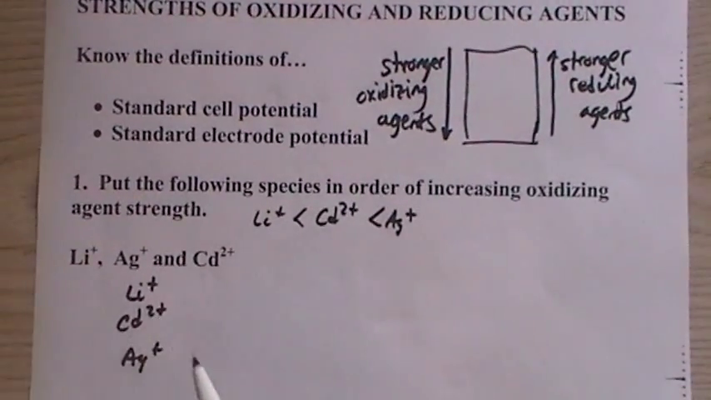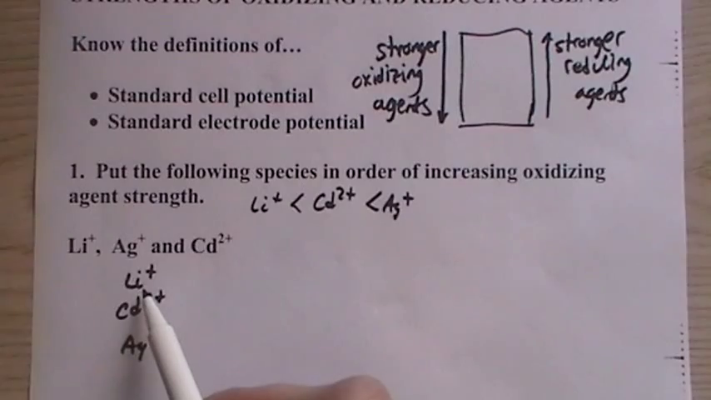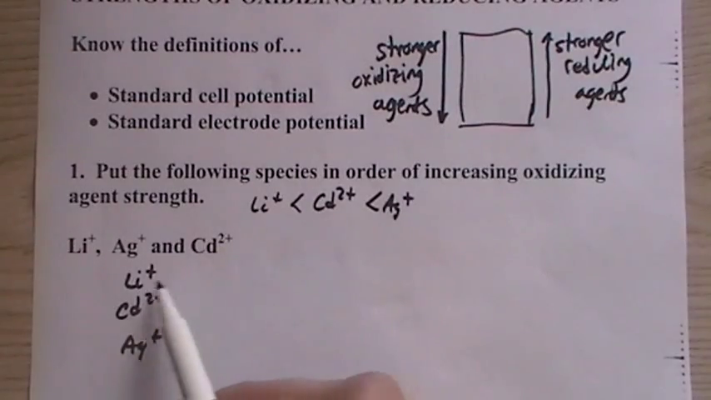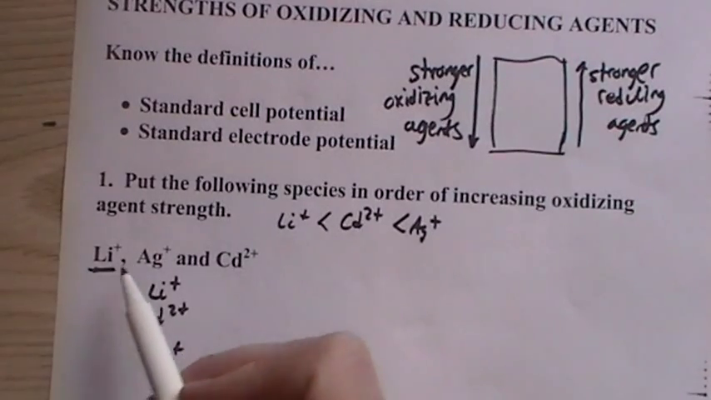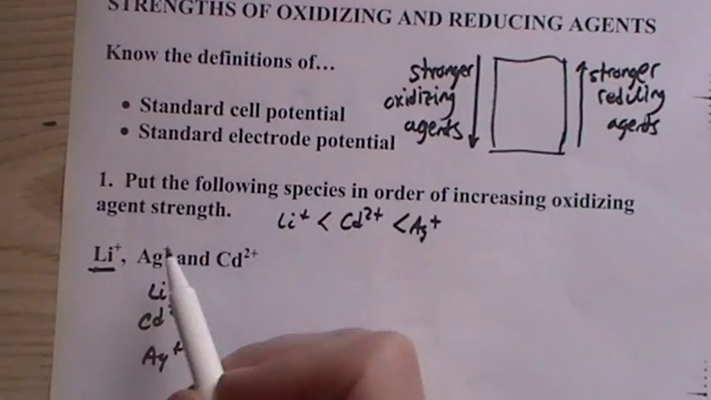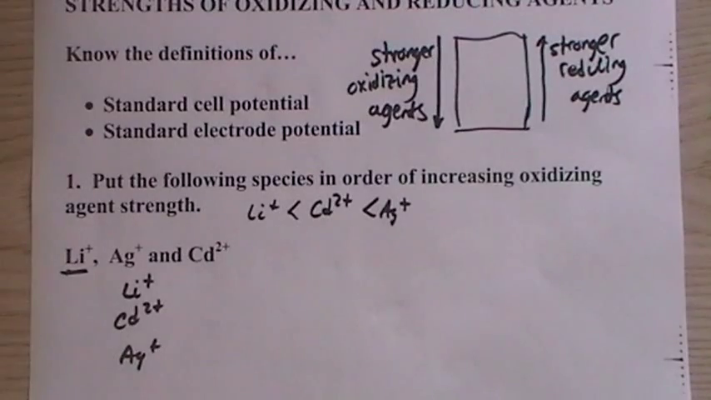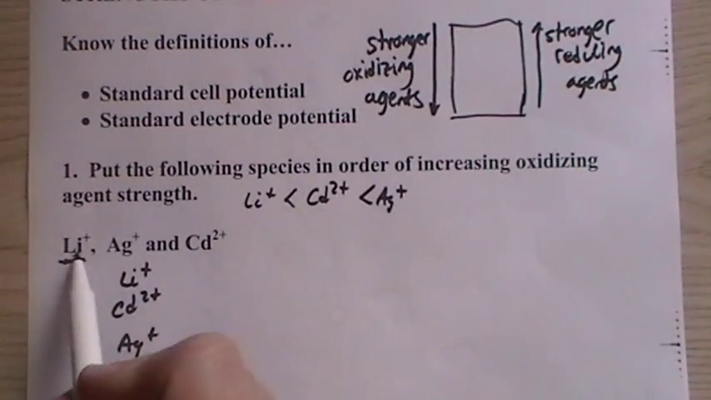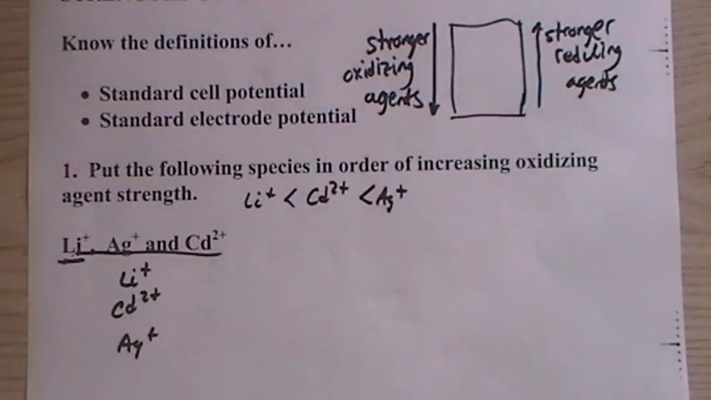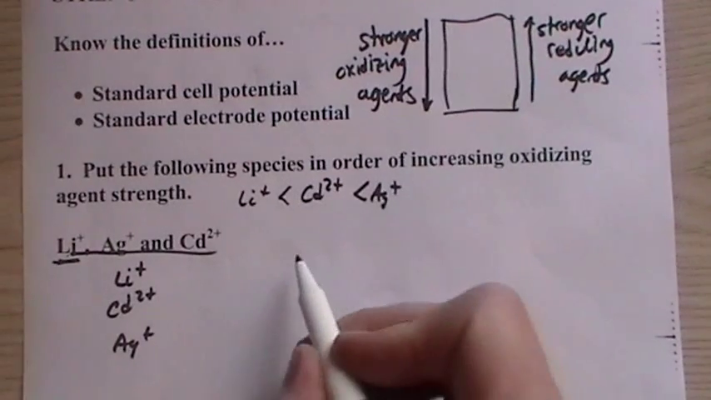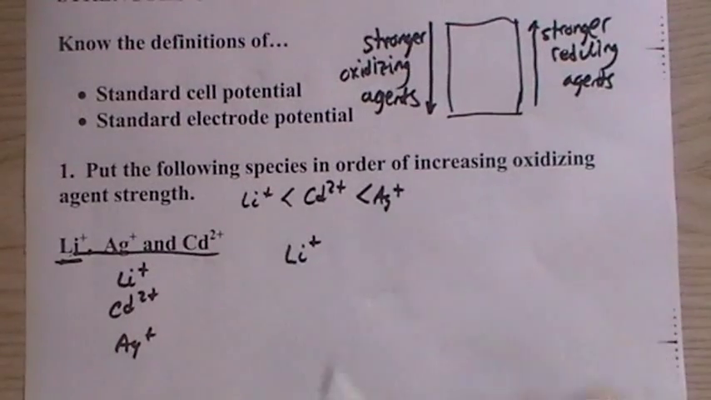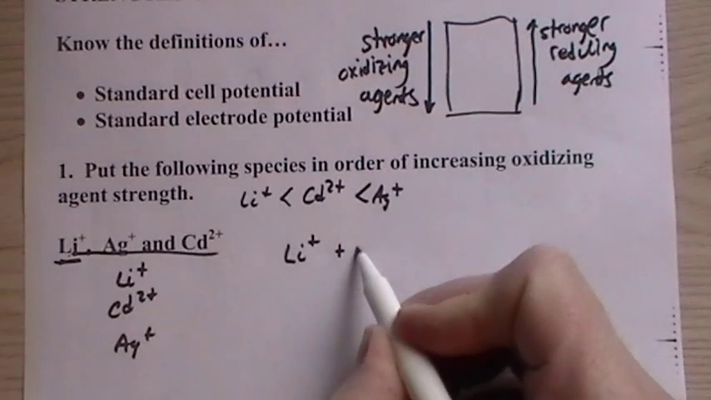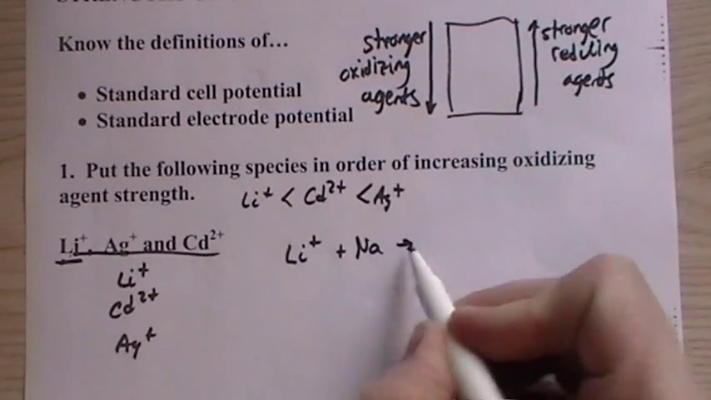First thing is, these have to be oxidizing agents, they have to be able to accept electrons. If I had lithium here, not lithium plus, then that wouldn't be an oxidizing agent at all. But normally you don't mess around with that. You just assume that everything here is an oxidizing agent. So let's look at lithium, and let's have it oxidize something. Let's pick sodium. So let's have this reaction.